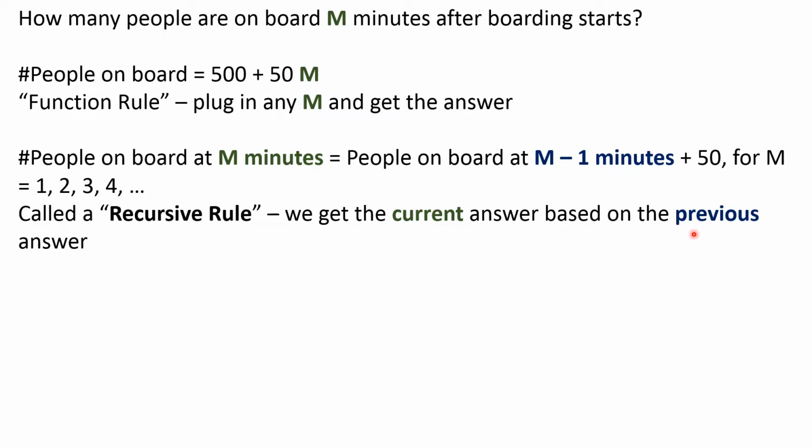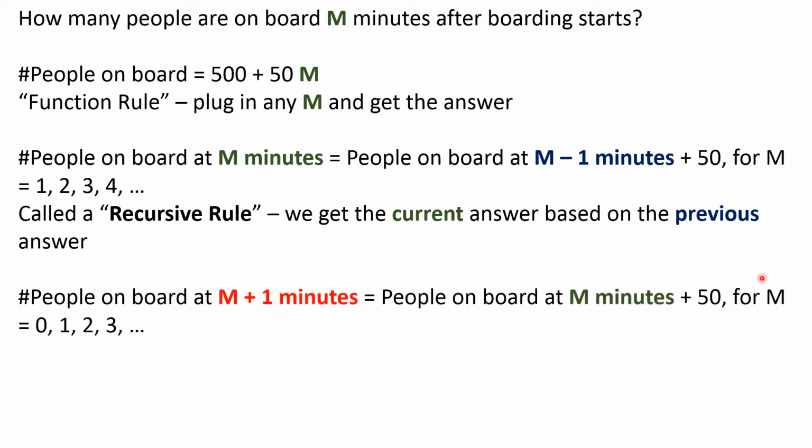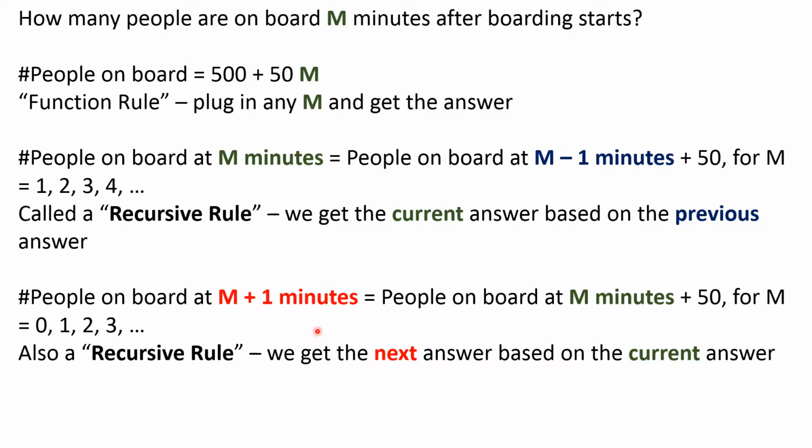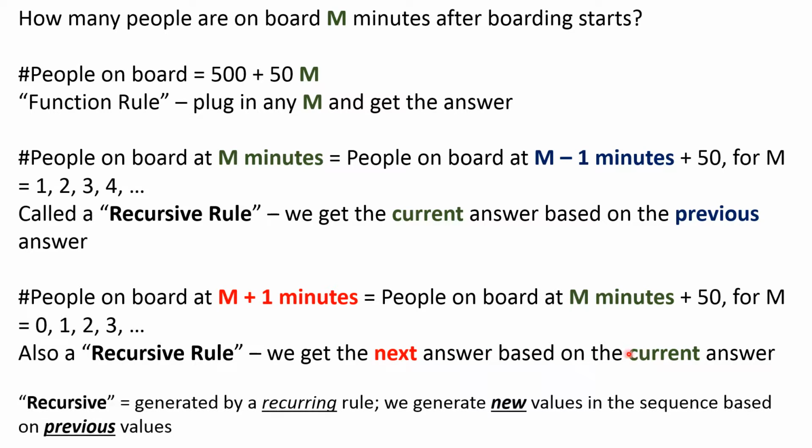We can even use a recursive rule to predict the number of people who will be on board in the minute yet to come, which is time m plus 1. All we need to do is add 50 to our current count at m minutes to get the upcoming count at m plus 1 minutes. This is also a recursive rule, but now we are getting the next answer based on the current answer. The word recursive means that we are using a recurring or repeating process. We generate new values based on previous values.